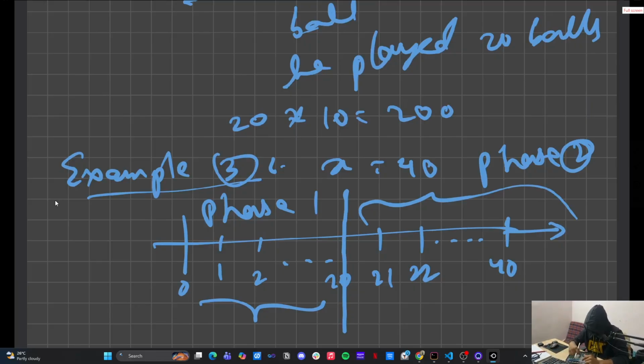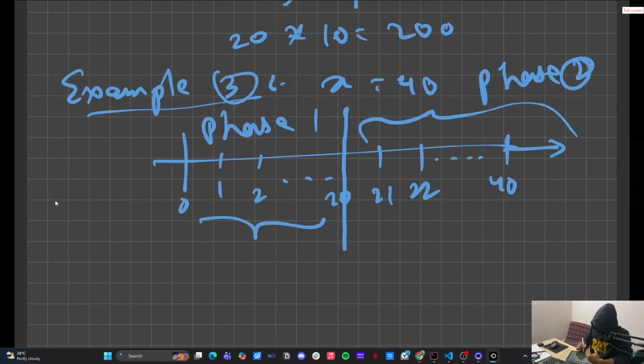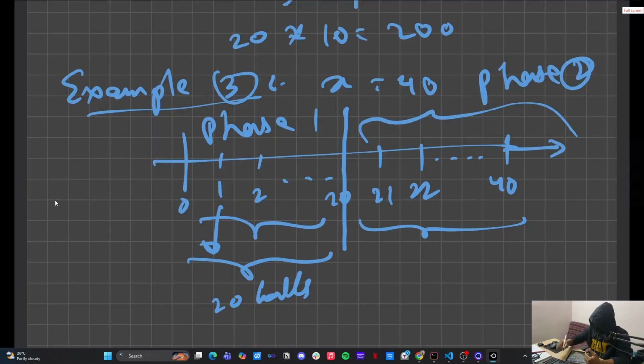Right? So which means in phase 1, as we know, chef is going to be scoring 1 run in each ball. So which means he has played 20 balls here. Now we need to determine how many balls he played in phase 2. That's the question, because in the question they have said chef in each ball will be scoring 2 runs in phase 2, which means if you see the difference, what is the score difference?